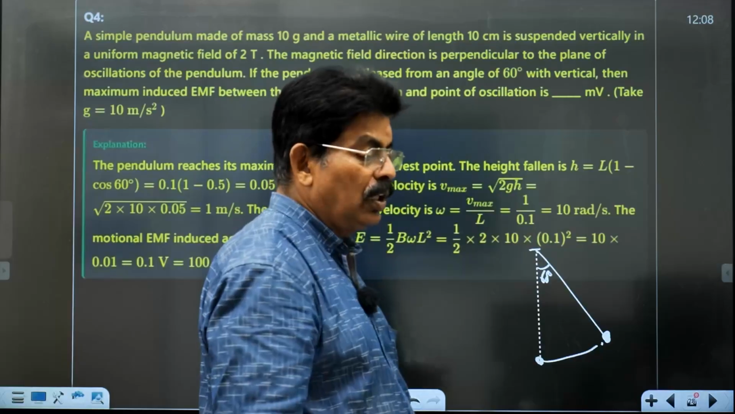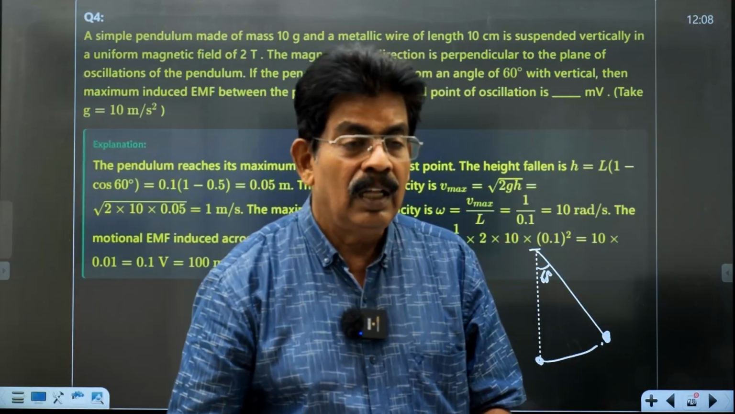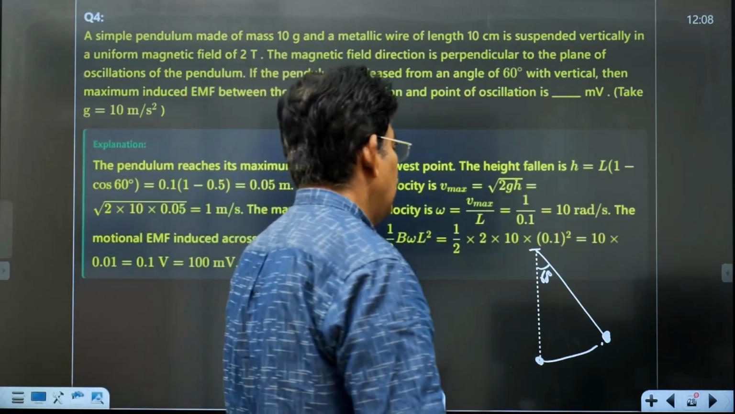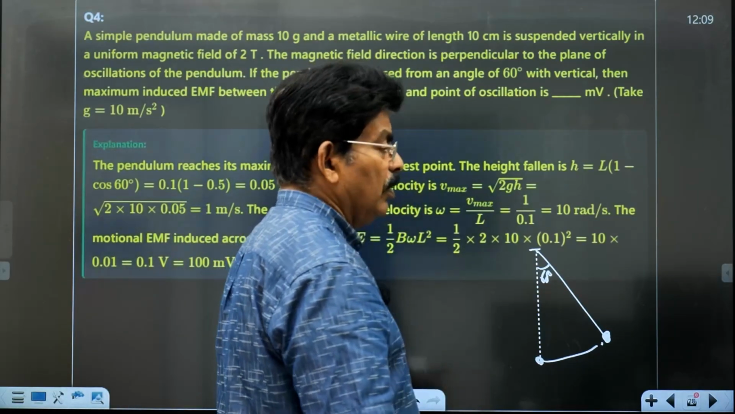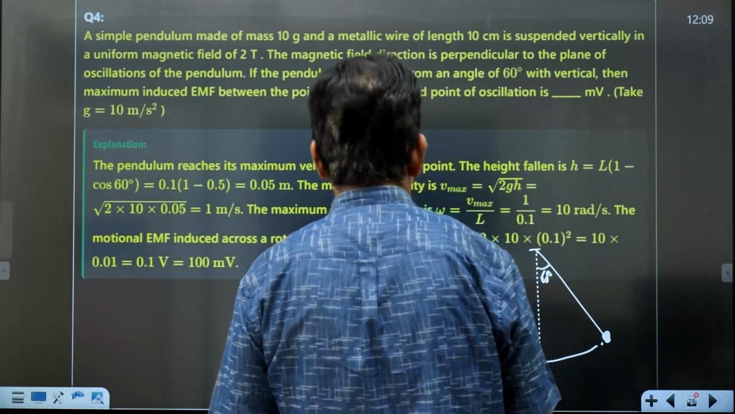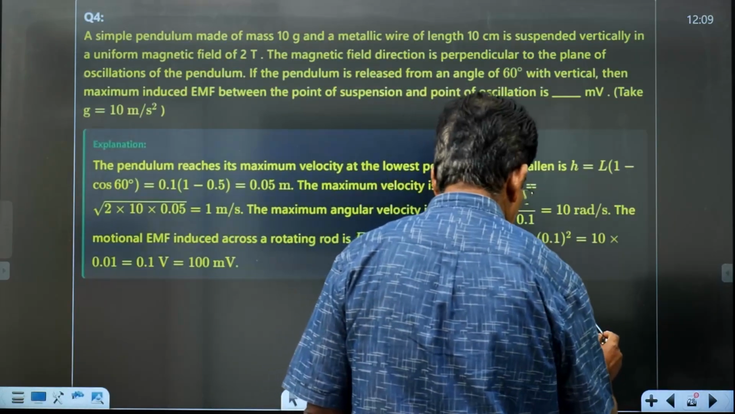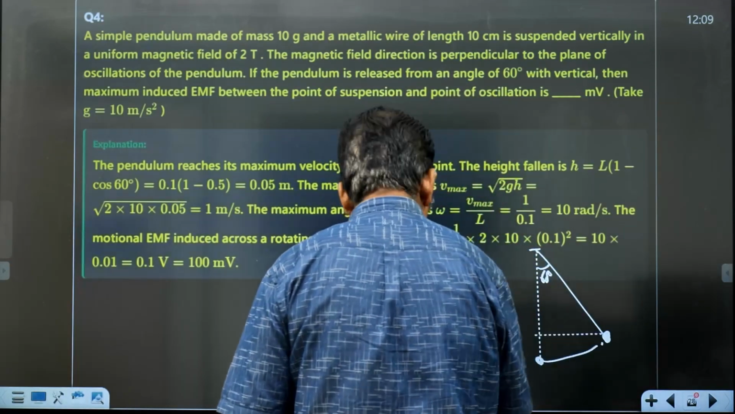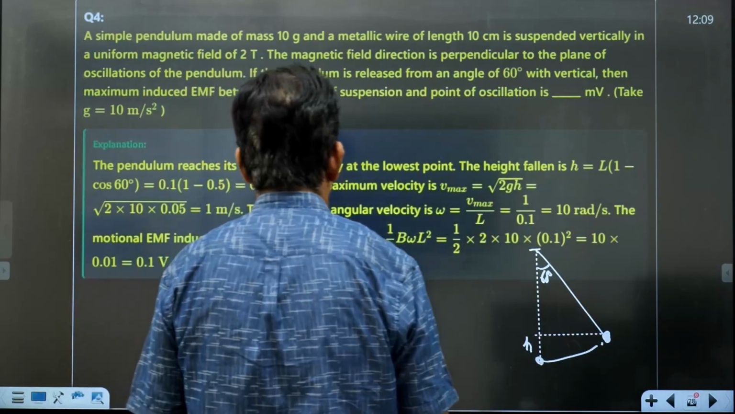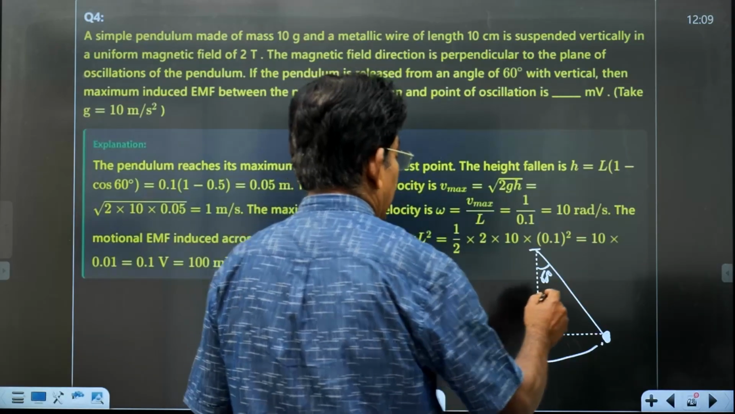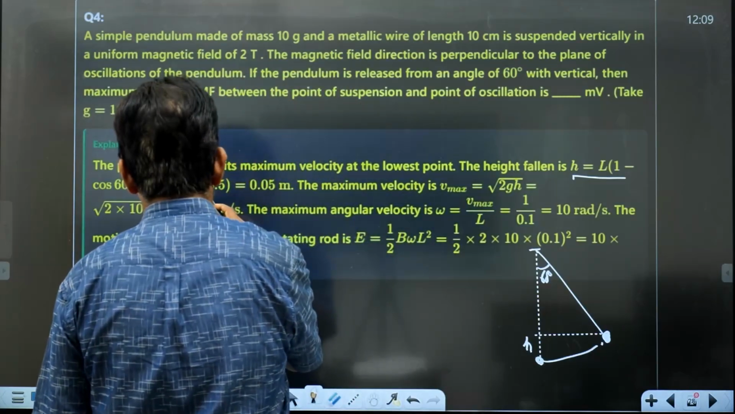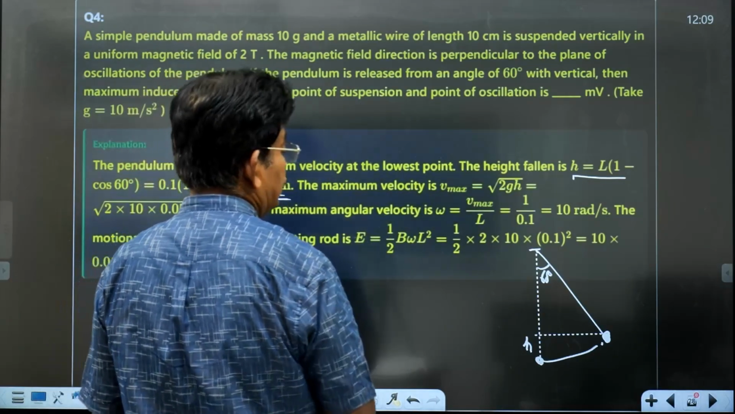At the equilibrium position, when it reaches there, the tangential speed is maximum. Now let us calculate the tangential speed. How are you going to calculate the tangential speed? From this diagram, we can find that the pendulum has come down through a depth h. And we have a ready-made formula for the depth h it came down: the length of the pendulum into 1 minus cos 60, that is 1 minus 0.5. This is the depth it came down.